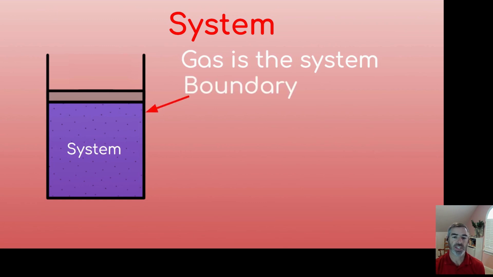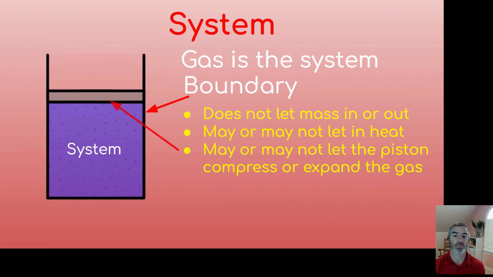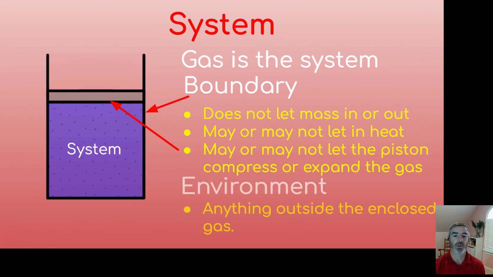The boundary is the sides of the container, and the boundary serves some purposes. It does not let mass in or out. It may or may not let in heat, and it may or may not let the piston compress or expand the gas. The environment is anything that's outside of the enclosed container. So any air outside, the warm air, the piston itself, all of the things that are not part of the gas are considered the environment that can transfer energy to or from via working or heat.